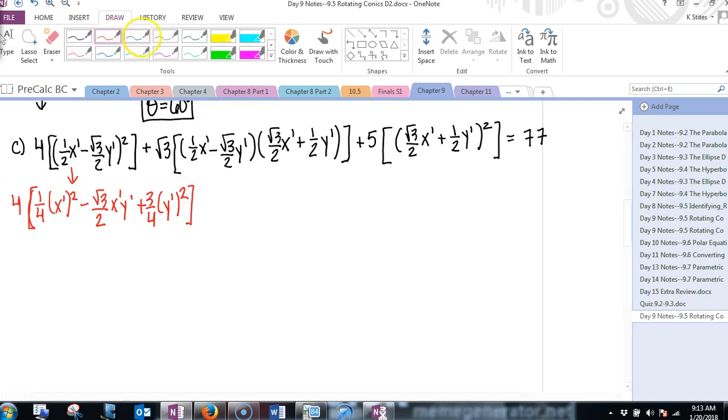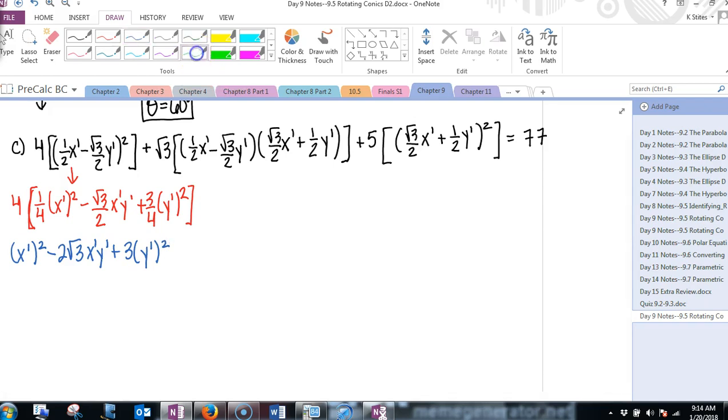Okay, and then I'm going to keep going. All I have to do now is distribute the 4, which actually turns out quite nicely because 4 times 1/4 is just 1. So I have x prime squared. 4 times negative root 3 over 2 will be negative 2 root 3 x prime y prime, and 4's cancel again, plus 3 y prime squared. Okay, so that part's done.